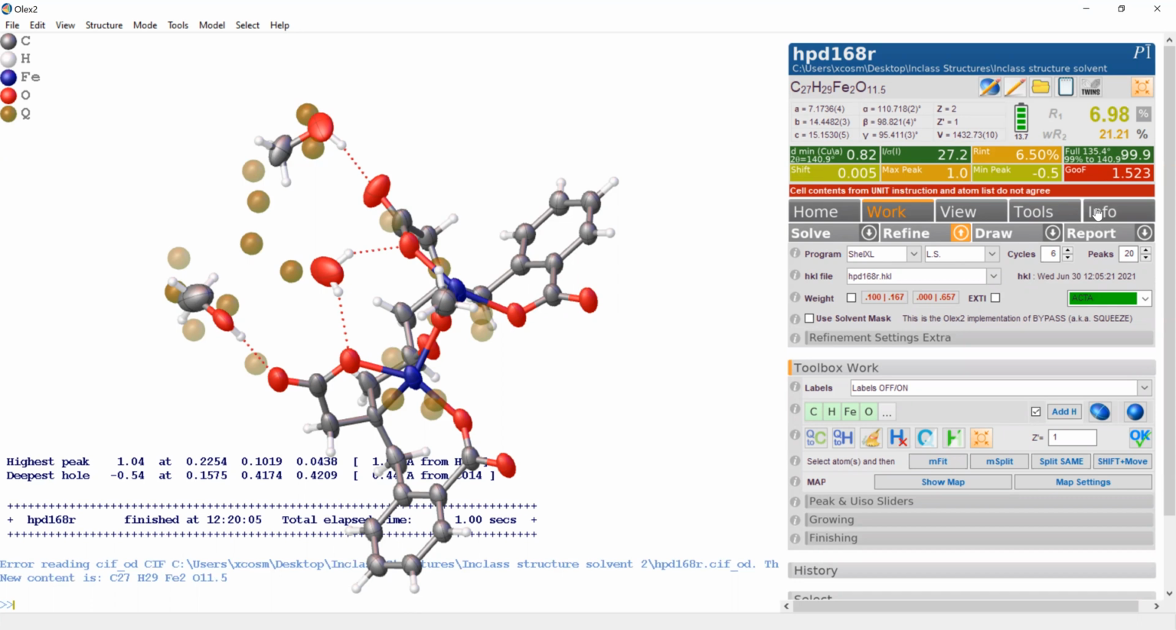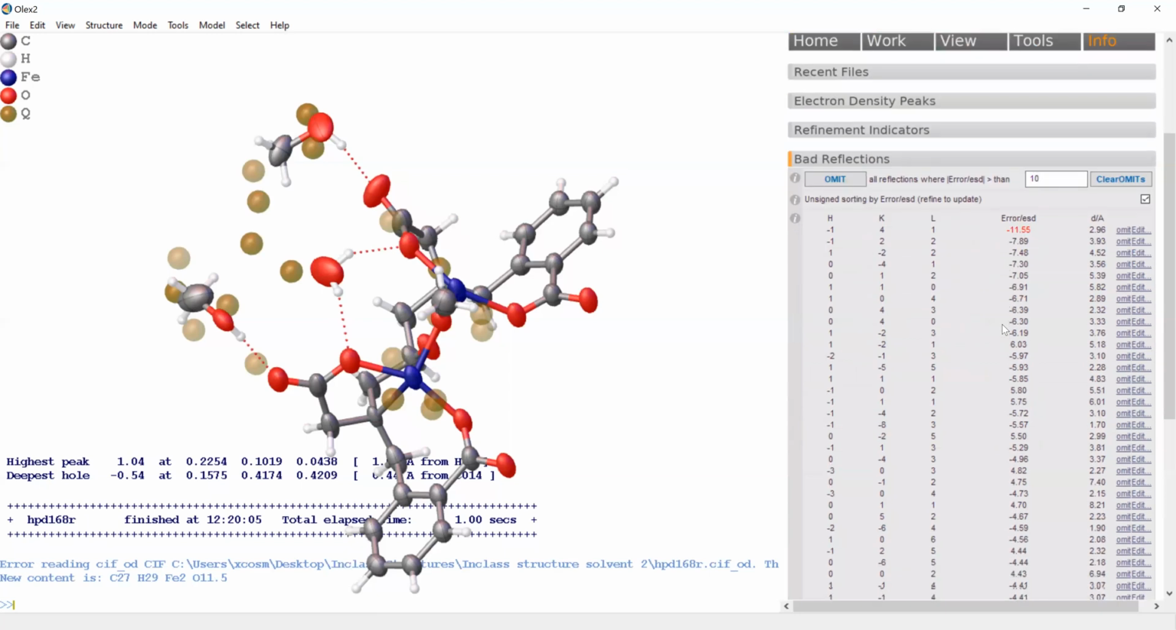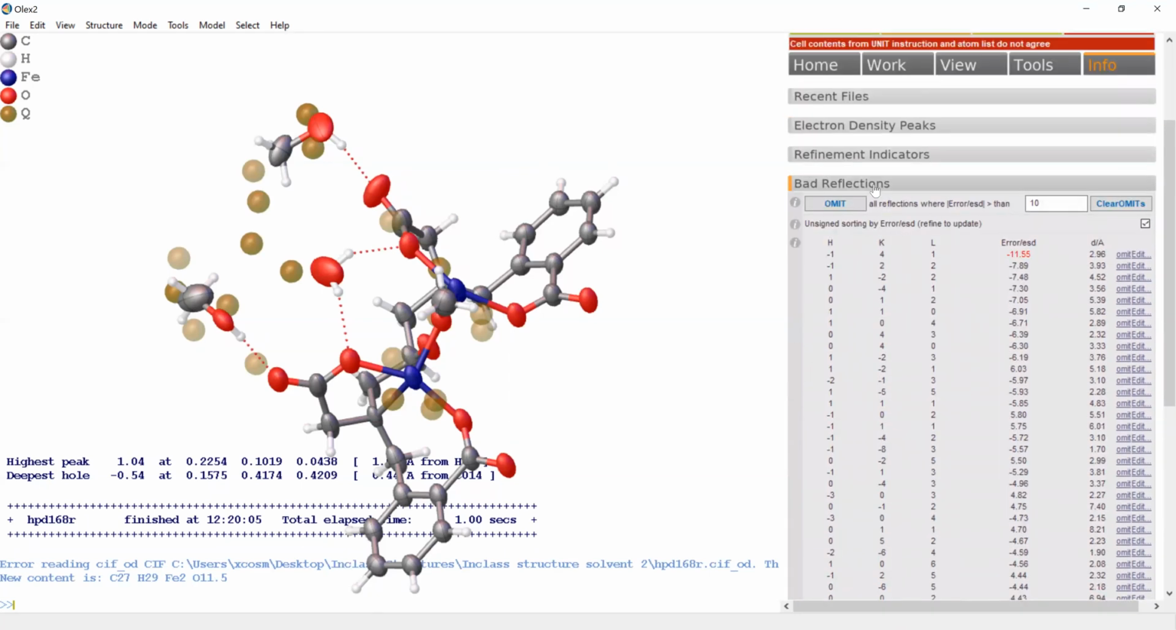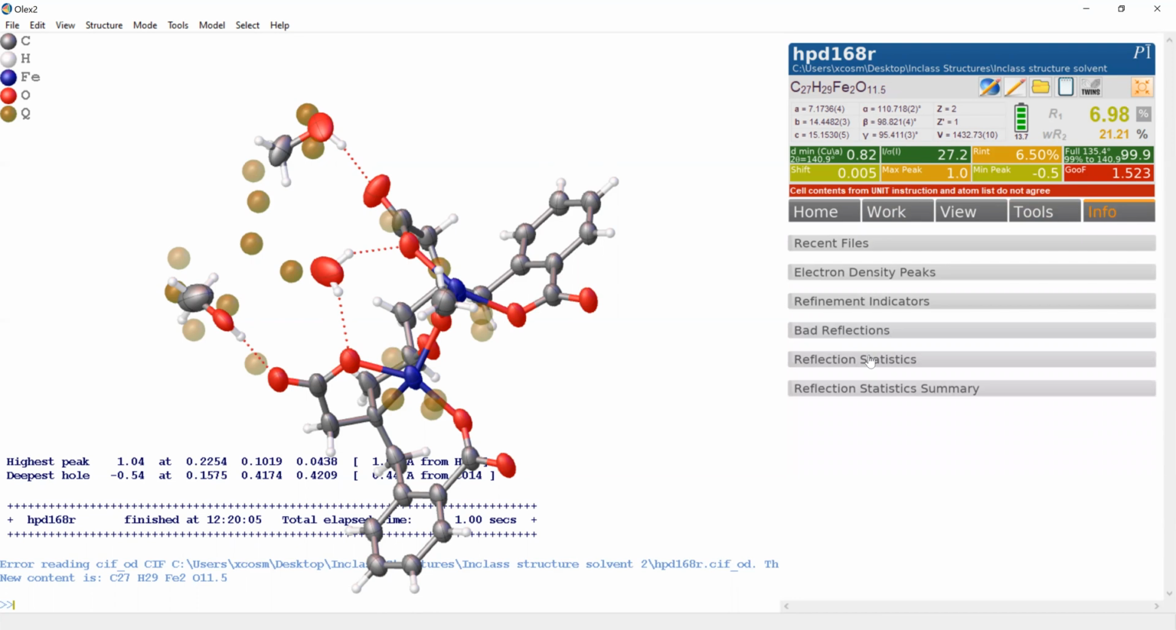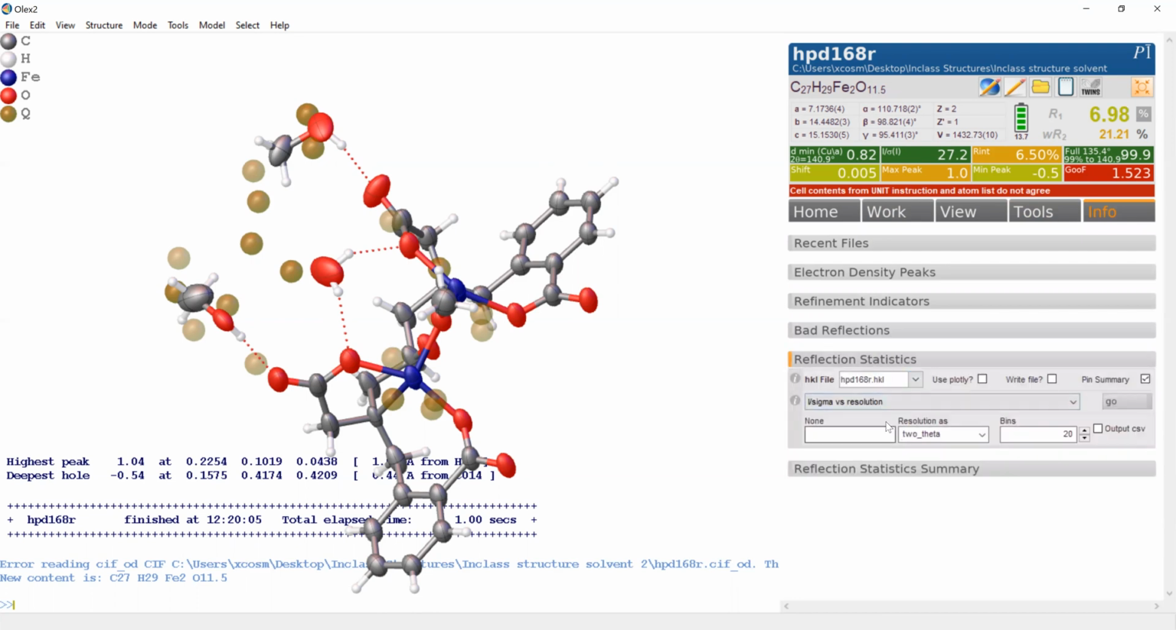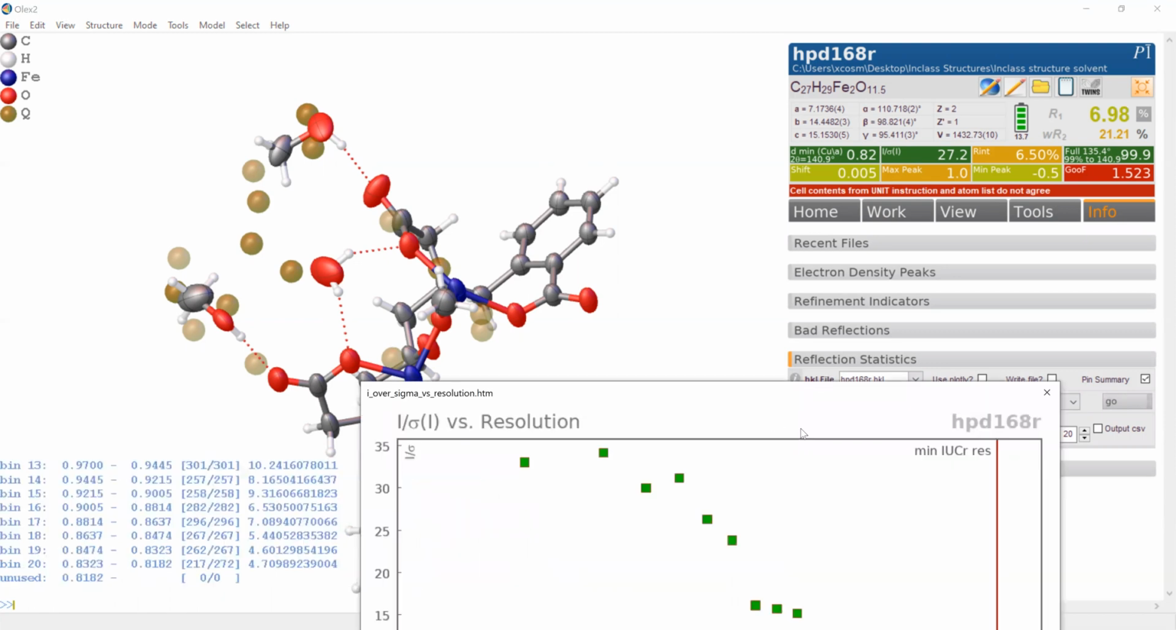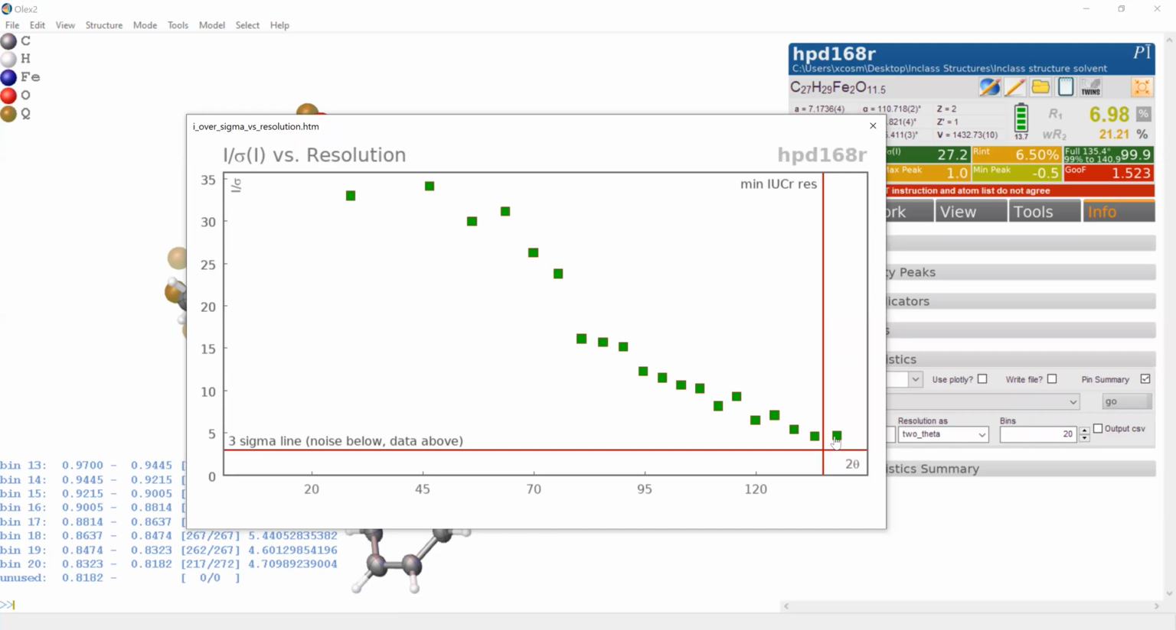So the next thing we want to do is now dealing with the weighting parameters, the 2 theta range. If we go to info, before we check the bad reflections, let's check I over sigma. And so here we see that we have up to 138 2 theta. It's still pretty decent quality data.